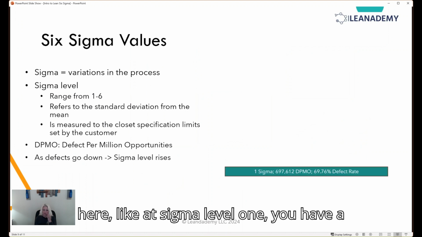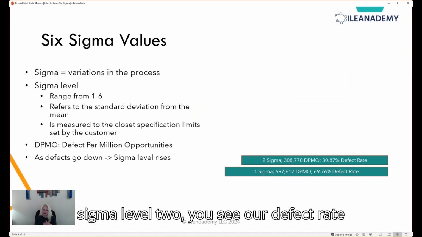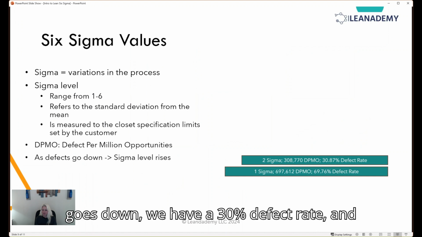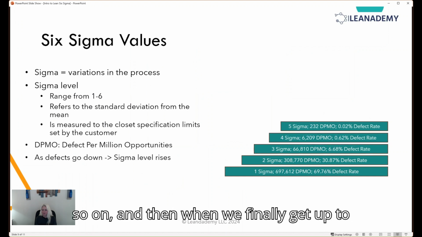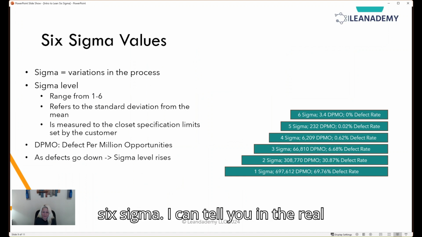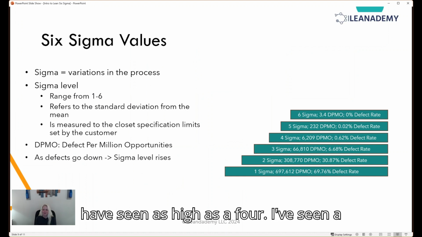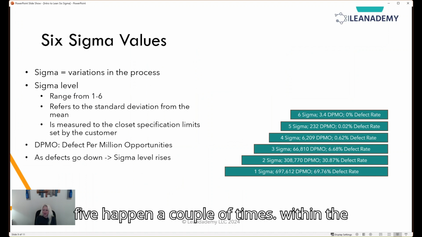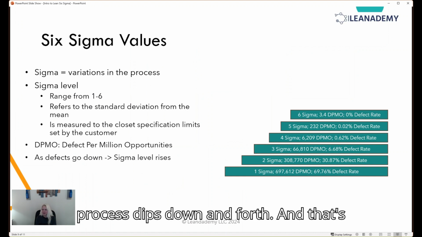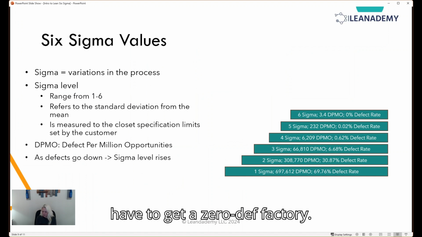So if you look here, right at Sigma level 1, you have a 69% defect rate. Assuming level 2, you can see our defect rate goes down. We have a 30% defect rate, and so on, and then when we finally get up to a 0% defect rate, we have Six Sigma. I can tell you in the real world, I have not seen Six Sigma. I have seen as high as a 4. I've seen a 5 happen a couple of times, but then the process dips down to a 4, and that's okay because, to be honest, it's hard to get a 0 defect rate.